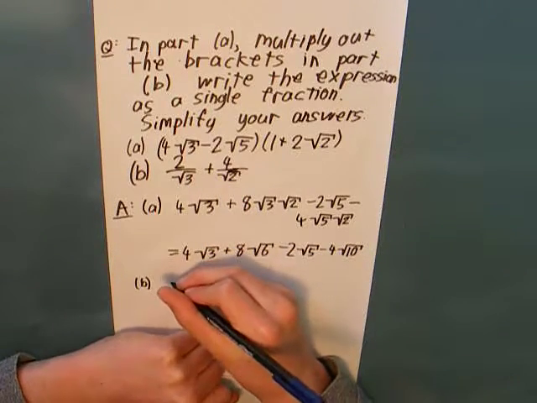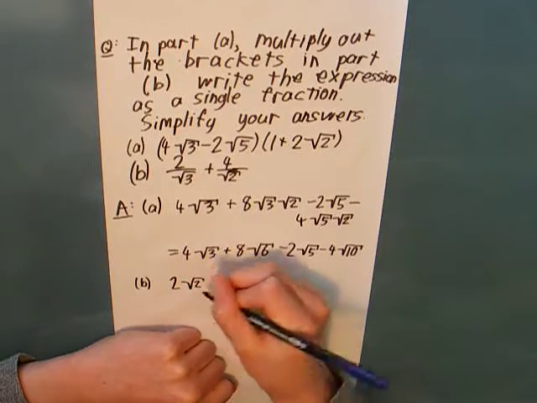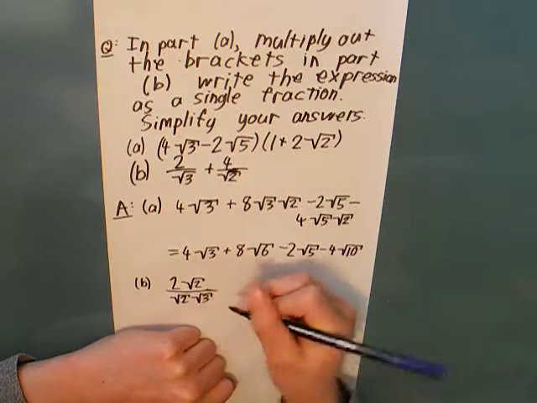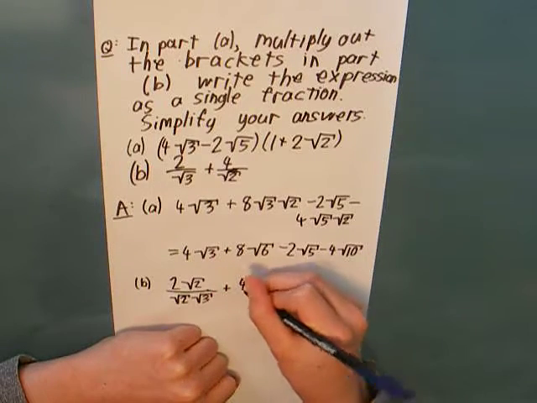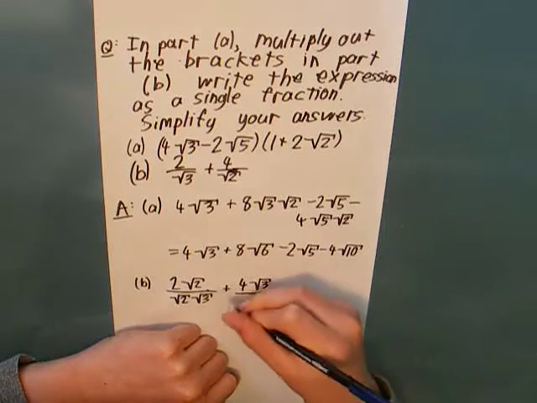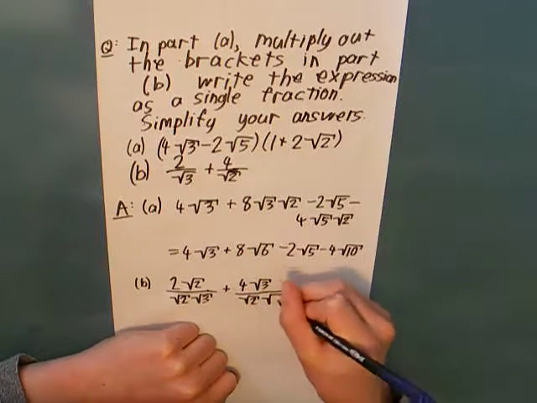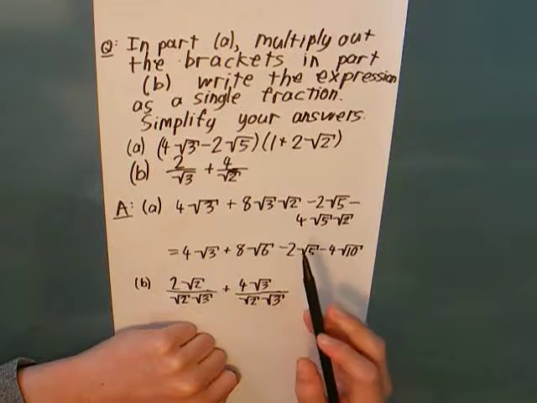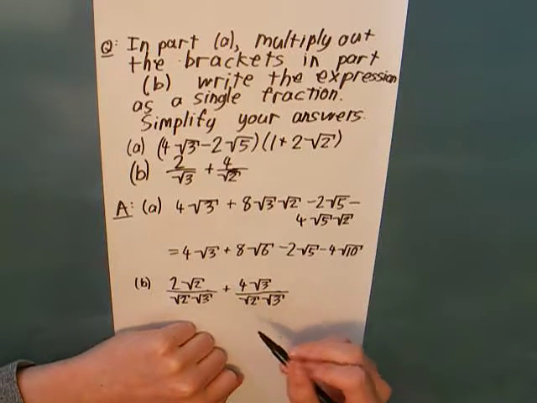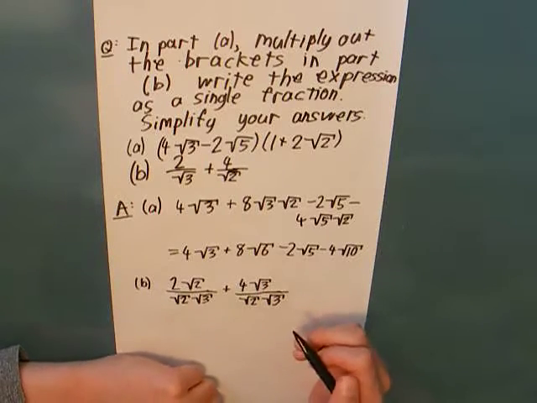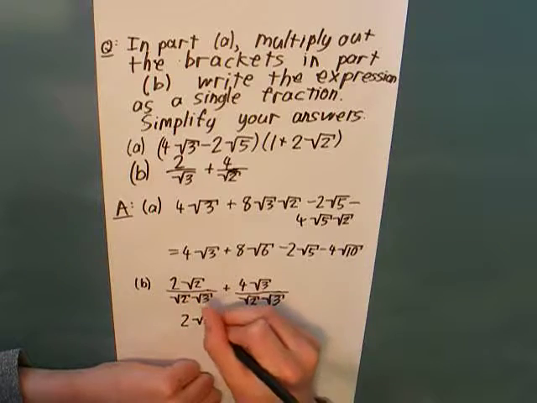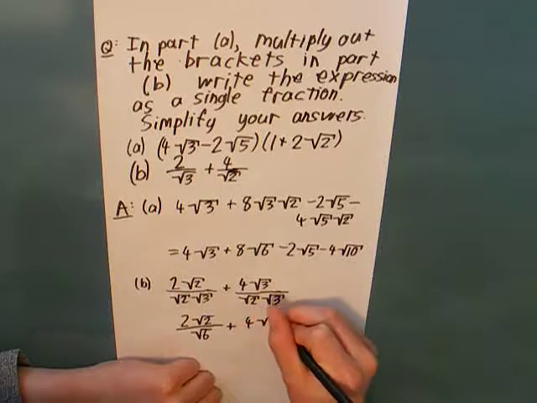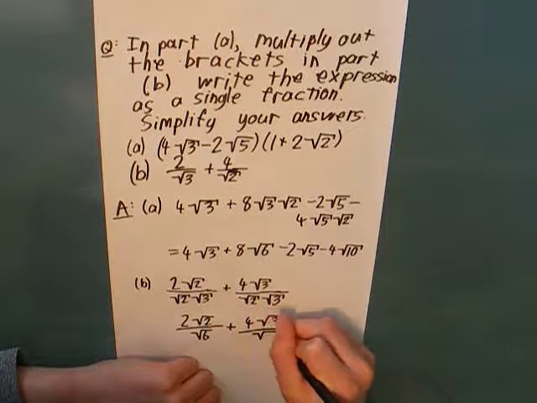So let's do that. So this gives us 2 root 2 over root 2 root 3 plus 4 root 3 over root 2 root 3. Right, now I'll go a step further using what I covered in part A. So you can see the root 2 root 3 is here, that is root of 2 times 3, or root 6. So this is just 2 root 2 over root 6 plus 4 root 3 over root 6.